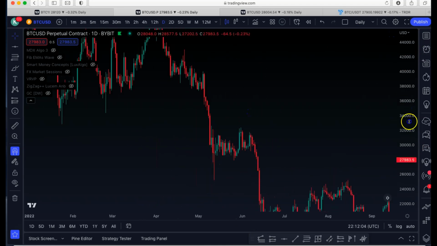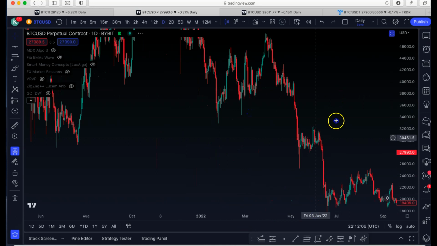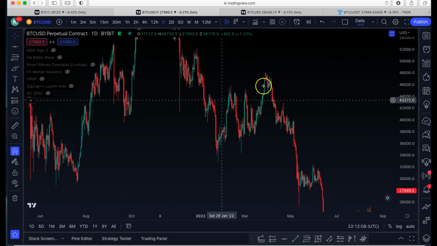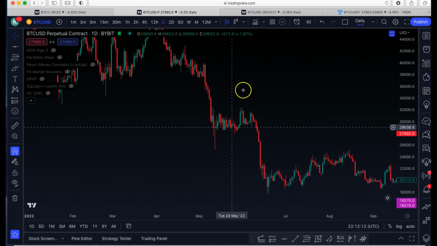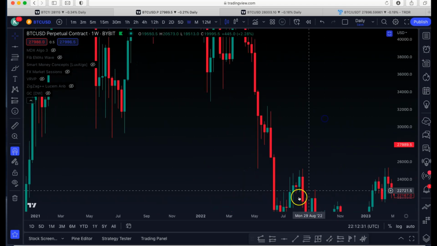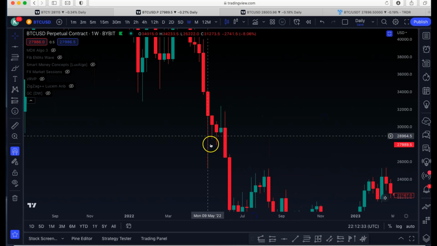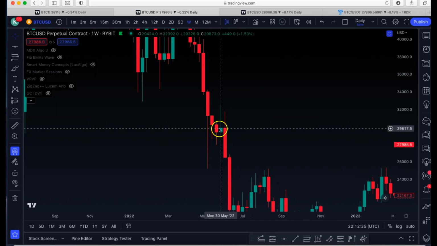It was very much the same fractal playing out over and over again. You have a dump, bear flag, dump, okay? Similar here. We had a dump, bear flag, dump. When we actually dumped here, right here, this green candle was the only weekly where we actually had some kind of reaction, okay? Then we just dumped further.